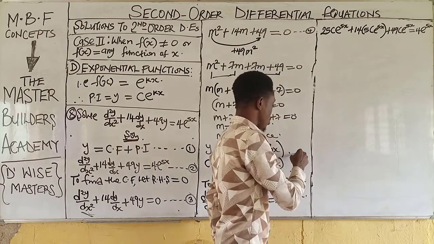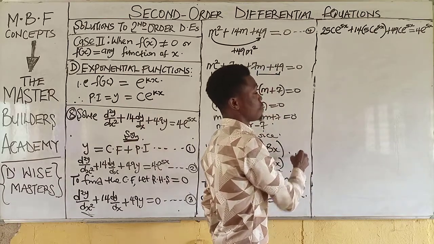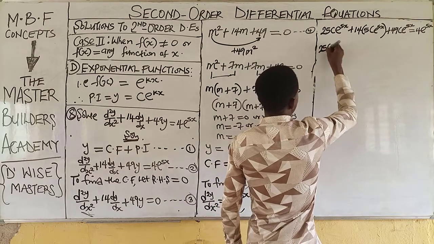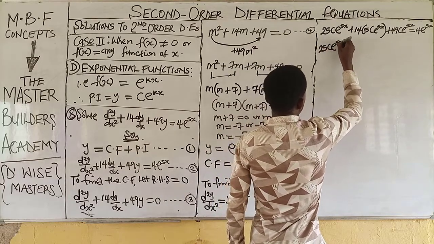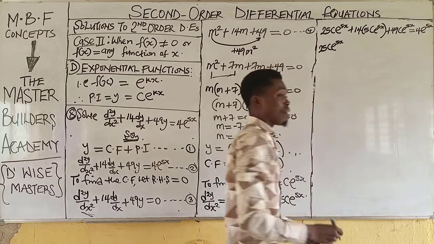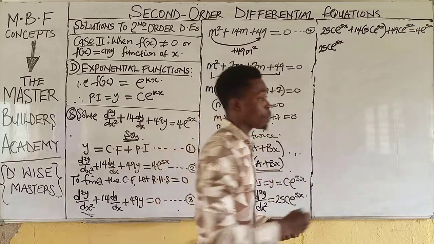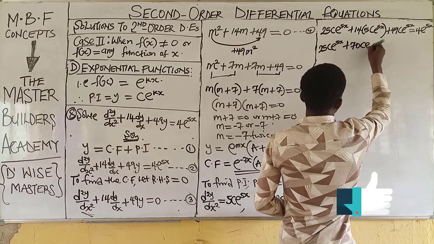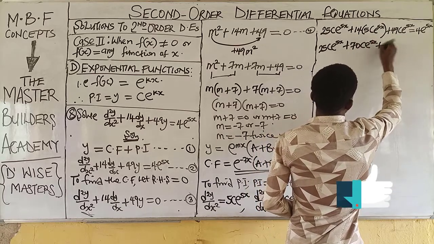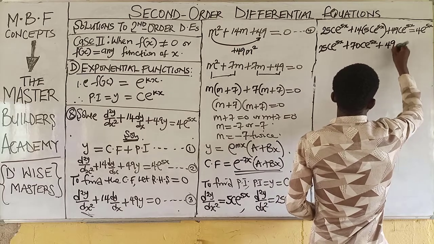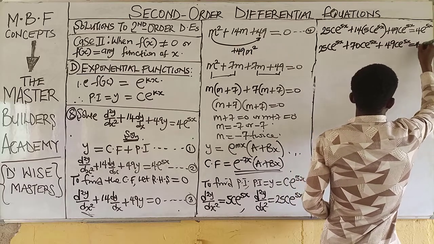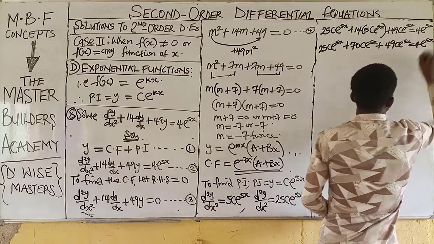Now, if this is understood, the next thing we quickly do is to clear off the brackets, alright? So this will give us 25c exponent 5x. Now, 14 multiplied by 5 is 70. There we put down 70c exponent 5x, then plus 49c exponent 5x, all equal to 4 exponent 5x.